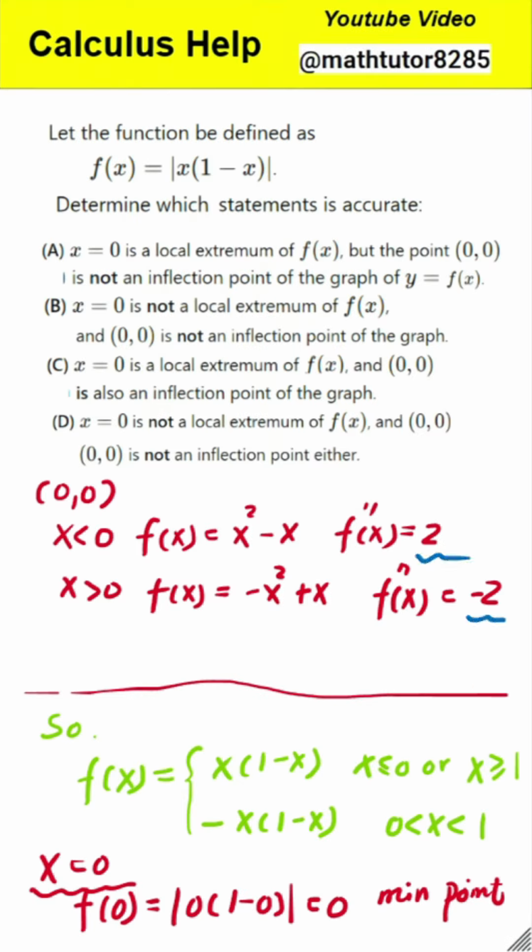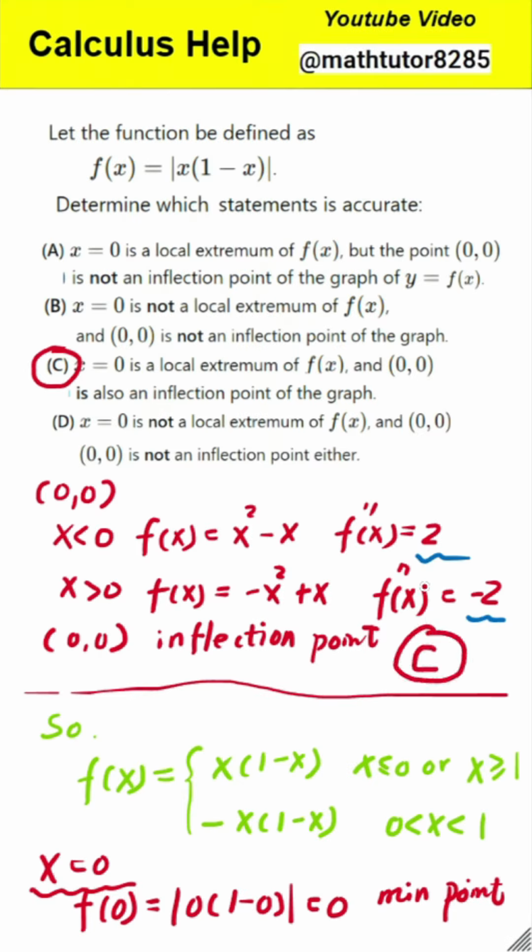Since the second derivative changes sign when we pass through 0, this indicates a change in concavity. Therefore, the point 0, 0 is an inflection point. The correct answer is option C. X equals 0 is a local minimum of the function, and the point 0, 0 is an inflection point on its graph.